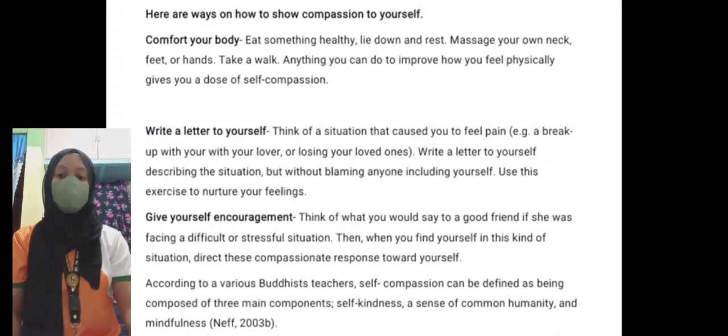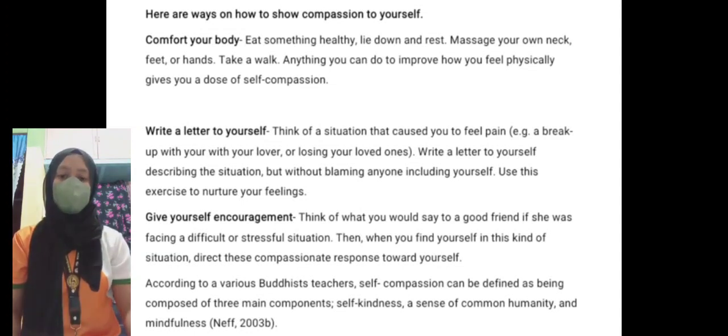Here are ways on how to show compassion to yourself. Comfort your body. Eat something healthy. Lie down and rest. Massage your own neck, feet, or hands. Take a walk. Anything you can do to improve how you feel physically gives you a dose of self-compassion.